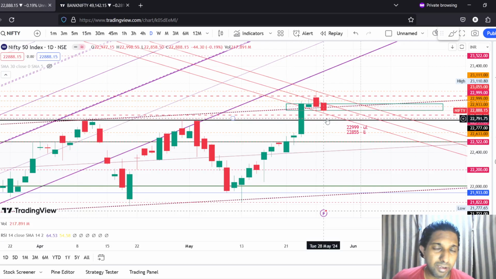So ideally, if I were to trade on the downside, I would not do it for a mere 50 or 60 points, right? But again, if you want to do it, do it with a strict stop loss, right?